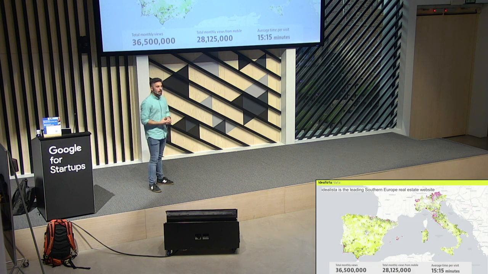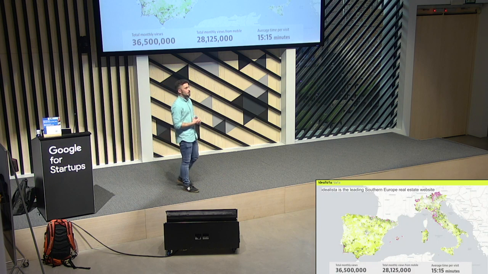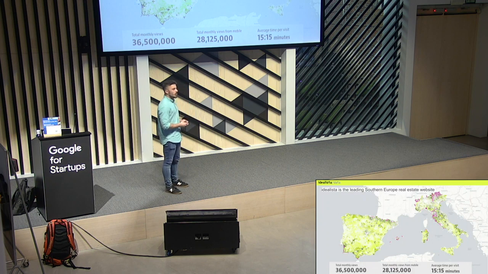So first of all, Idealista is well known as a real estate web page, the most important in the south of Europe, okay? We are in 3 countries, Italy, Portugal, and Spain. We connect people who want to rent or sell a property, and people who want to buy or rent a property, okay? As simple as that. Also, we are one of the most important web pages in traffic with more than 36 million visits per month with an average time of 15 minutes per visit, okay?